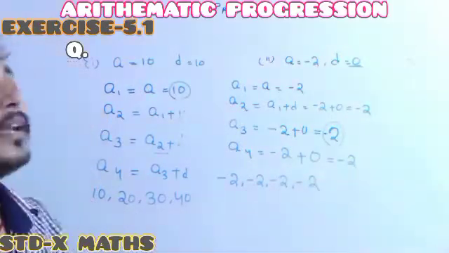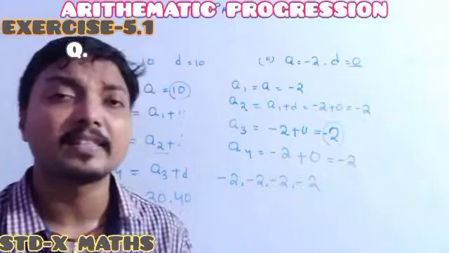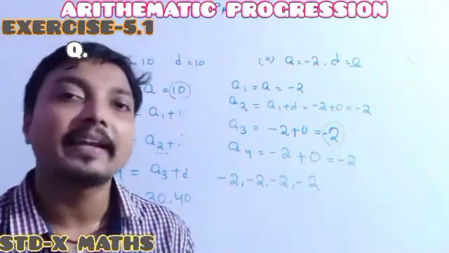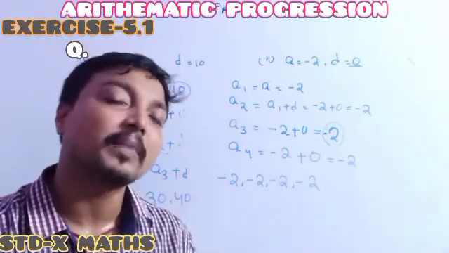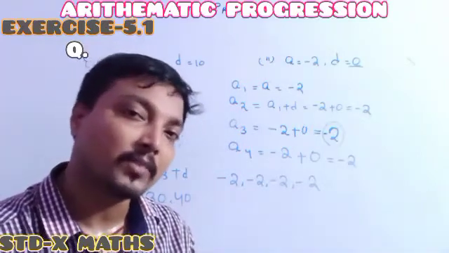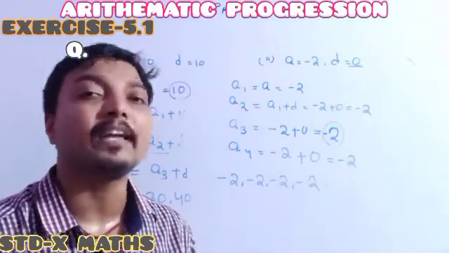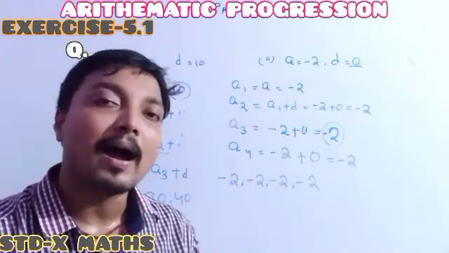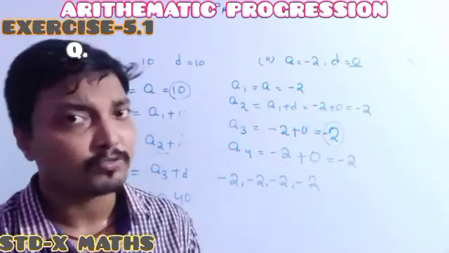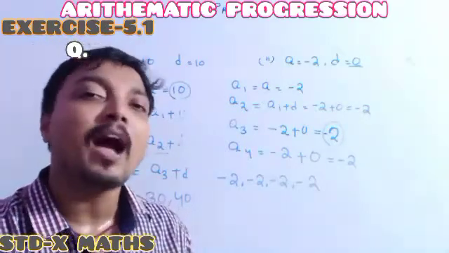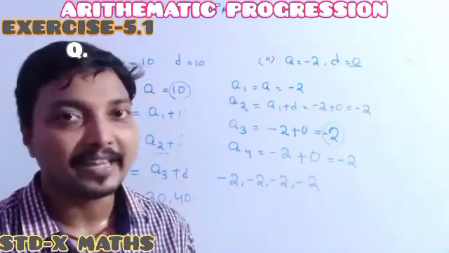Remember one thing, whenever you get the common difference as 0, the first term becomes the second term becomes the third term, all the terms are equal. All the terms are equal whenever the common difference is 0. Understood perfectly? Now we will do another type of question. Okay?